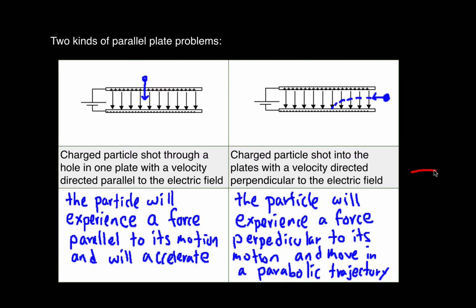This is similar to when you have a particle that's moving parallel to the surface of the Earth, which is perpendicular to the gravitational field. As a result, it experiences a force that is perpendicular to its velocity. And as you know from your previous studies of physics, this particle then takes a parabolic path as a projectile. Similar situation, except in this situation we're dealing with electric fields and charges instead of masses and gravitational fields.